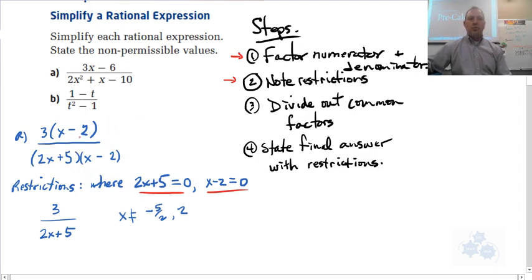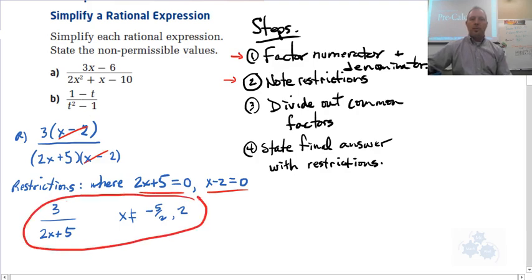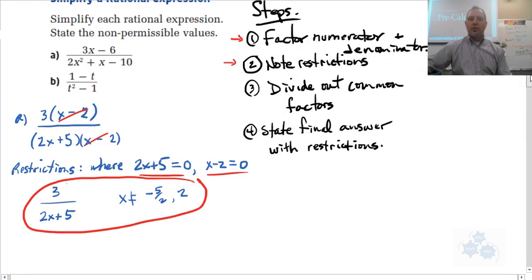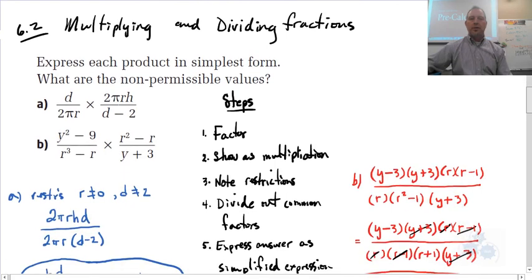Then what you do is you divide out common terms like I have here and write whatever's left over. This is your final answer. That's simplifying rational expressions. Make sure you include your restrictions in there as well. Make sure you circle your answers.